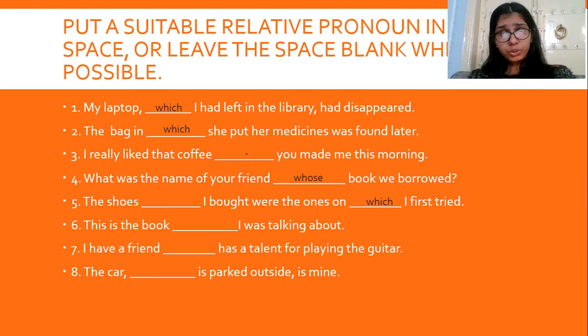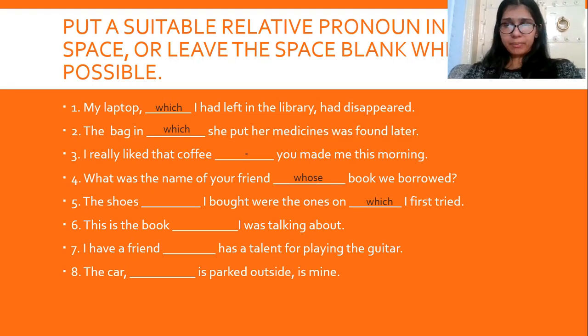The shoes I bought were the shoes which I first tried. On is wrong here, and I did that so that you remember that there is an error in this sentence. The shoes I bought here were the ones I tried first. Okay. The shoes I bought were the ones which I first tried. That is the right sentence, the complete right sentence.